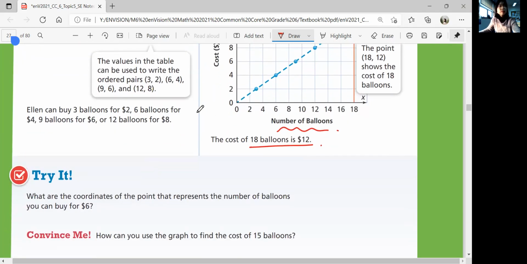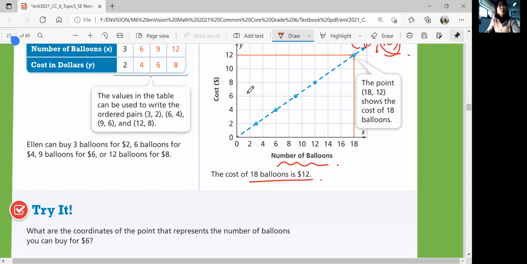Example, try it. What are the coordinates of the point that represents the number of balloons you can buy for $6? So you want to look at the Y value first, $6, and then see how many balloons you have for that one. On this graph, it's easy to just pick a point, right? You can see that this is at 9, 6. I'm sorry, I switched. That's 9, 6, but you can find 6 first on the graph and see what X value would correspond to that value of Y, which is 9. So you have 9 balloons for $6.